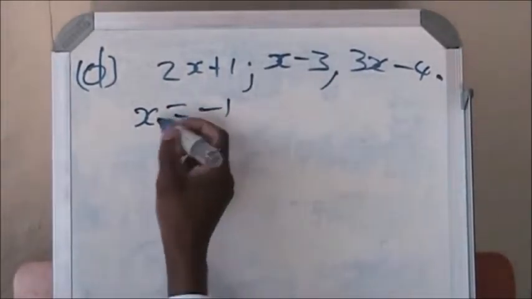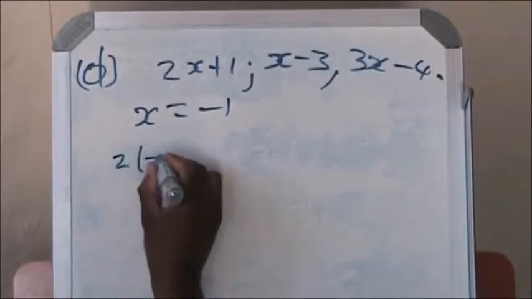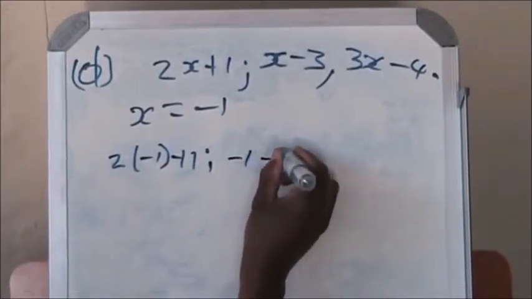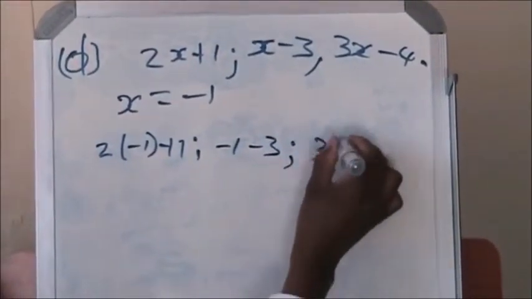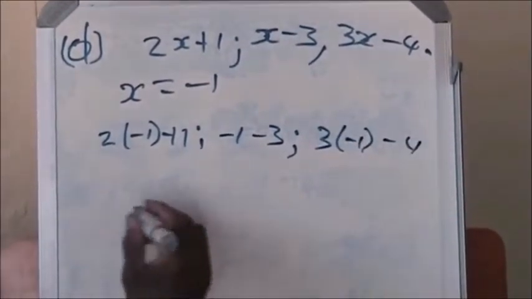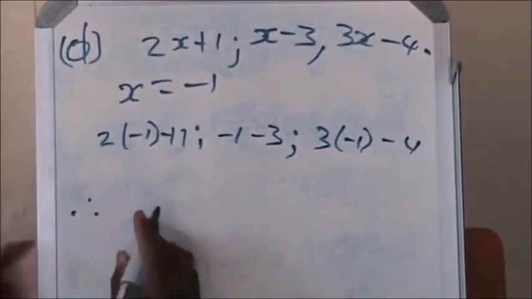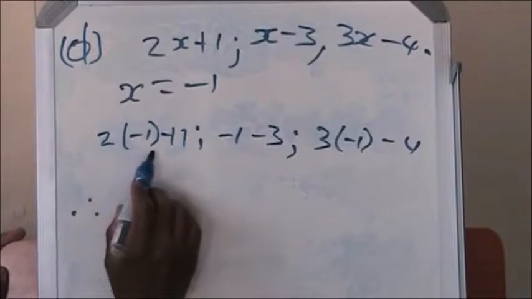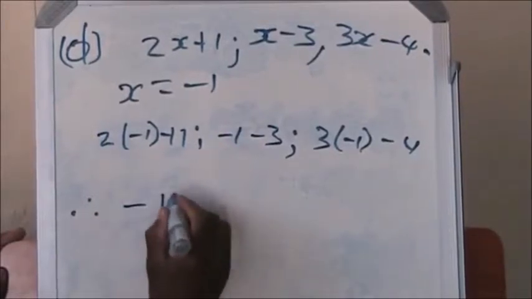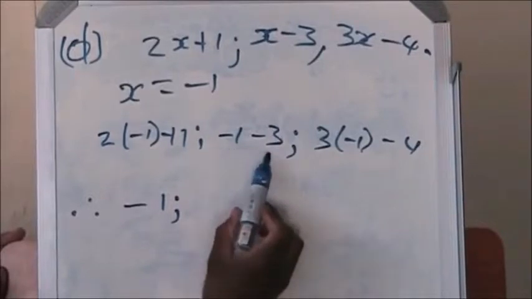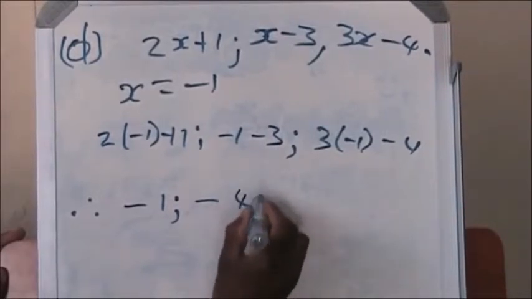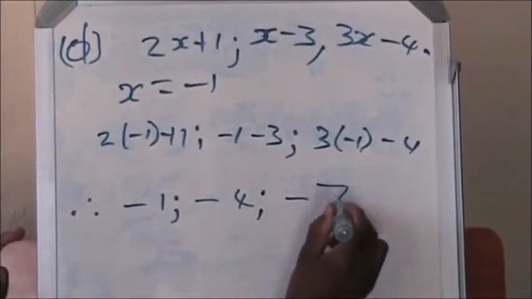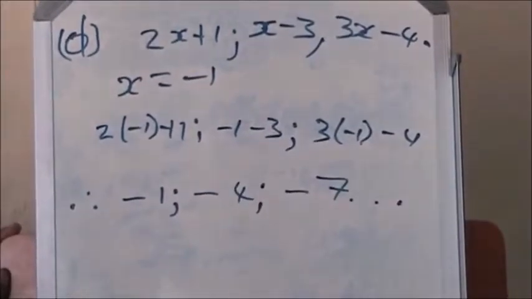Therefore, the first term will be 2 into minus 1 plus 1. Second term, minus 1 minus 3. Third term, 3 into minus 1 minus 4. Therefore, the first 3 terms: minus 2 plus 1, which is minus 1; minus 1 minus 3, which is minus 4; and minus 3 minus 4, which is minus 7. These are the first 3 terms.